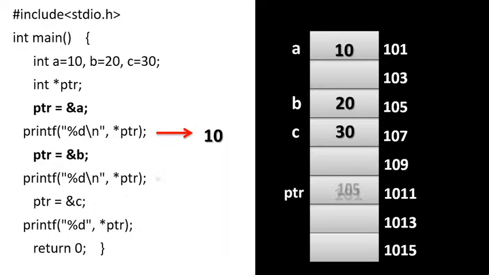Now for the same pointer variable, I'm copying the address of B, right? So what will be copied? The address of B will be copied, and if I try to print star PTR, 20 will be printed. Similarly, ampersand C, if I copy to PTR, 30 will be printed in the printf, right?